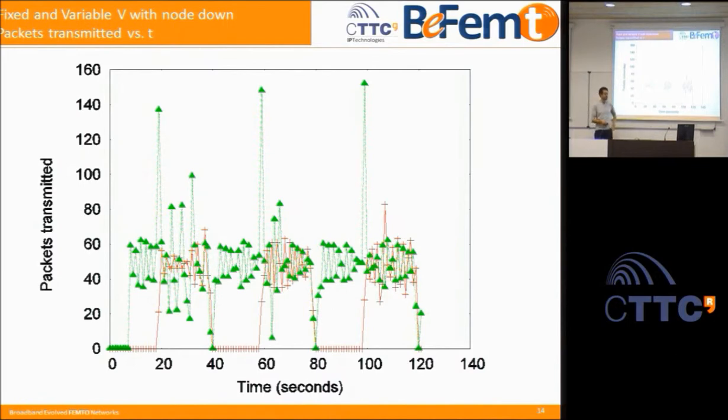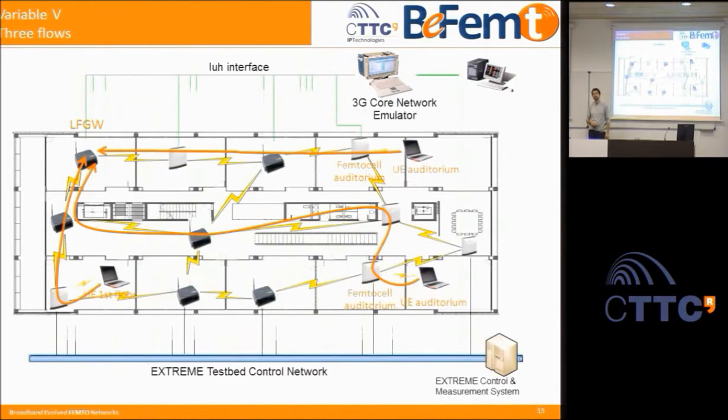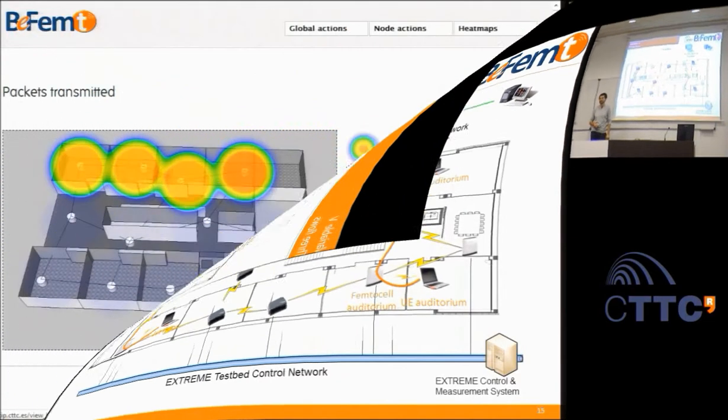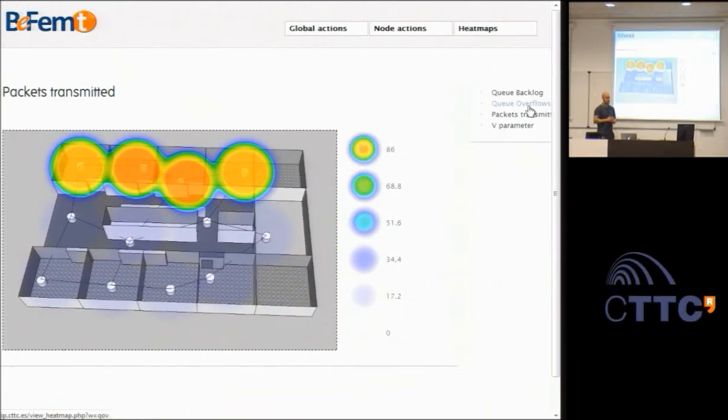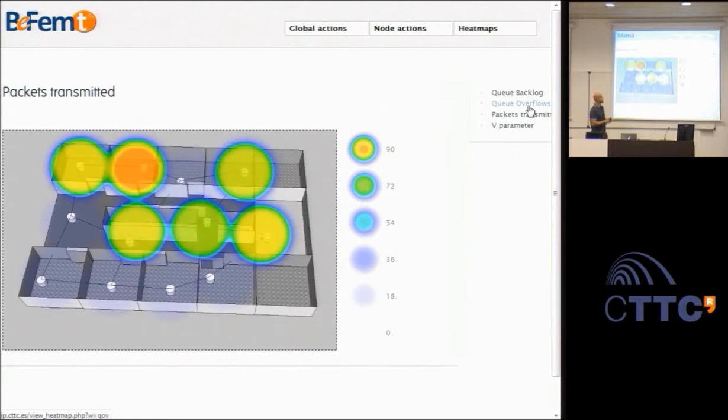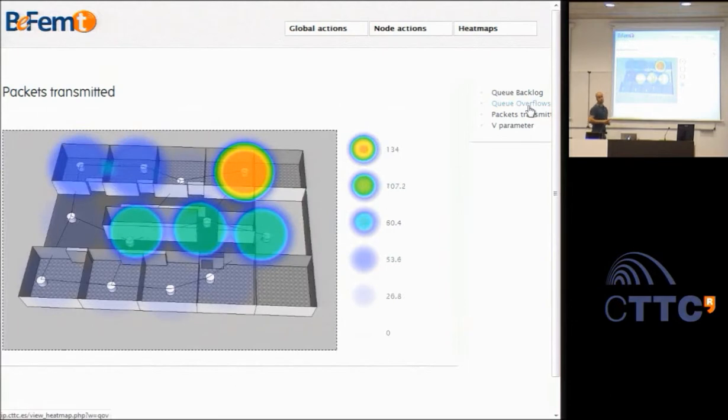And now Jose will show you, let's say, the most interesting part of this demo, because it shows how the variable V scheme works. This experiment illustrates the result of applying a variable V algorithm for the current network configuration, which, as we previously explained, is based on periodically switching on and off this home node B, which is a key node in the process of routing packets to the intended local femto gateway.